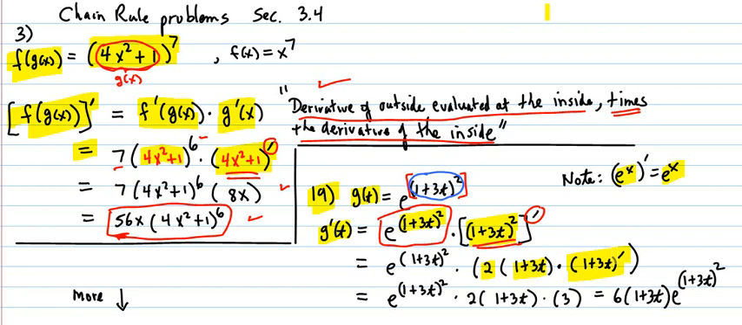I'm going to play it safe. I'm going to go to the next line, write down everything I have, and execute the derivative of 1 plus 3t, which is going to be 3. And so then I collect everything and write the final answer right here. And now one more problem down here.